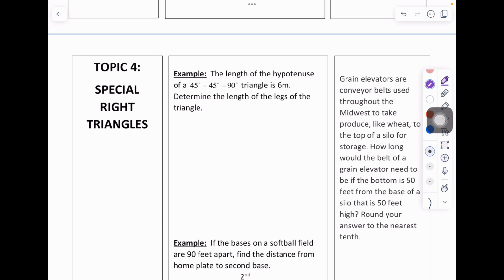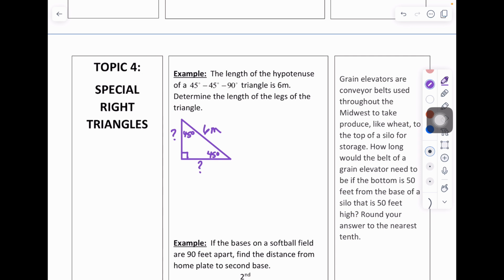Okay, so the length of the hypotenuse of a 45, 45, 90 triangle is 6 meters. And I want to know the length of the legs of that triangle. So let's draw a picture of what we have first, and then I'm going to draw also our 45, 45, 90. Okay, so we'll imagine that we have 45 degrees here. Hypotenuse is the side that's opposite your right angle. And we're trying to find these lengths.